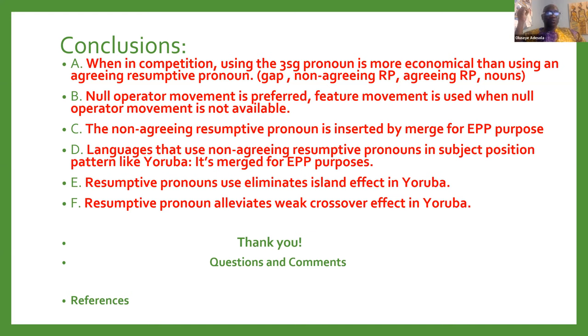It eliminates crossover effect in the language. Sentences that are said to be bad because of variables that are bound to their left are not problematic. Why? Because of the kind of movement, null operator movement that's used in the language, and also because, like Safaya said in 1984, the pronoun has an external antecedent that neutralizes crossover effect.